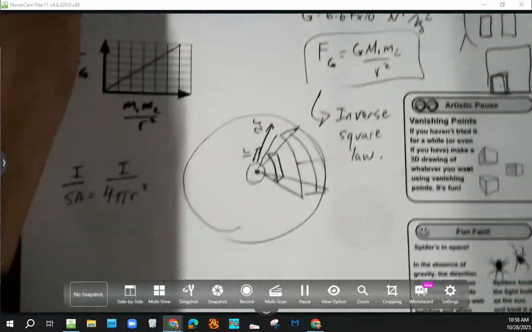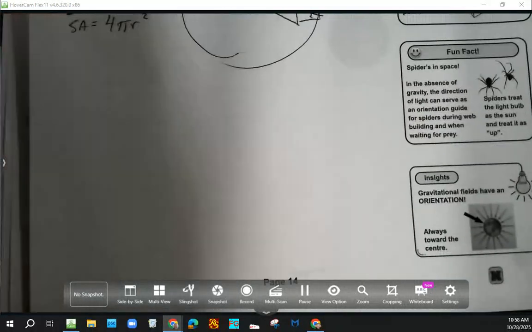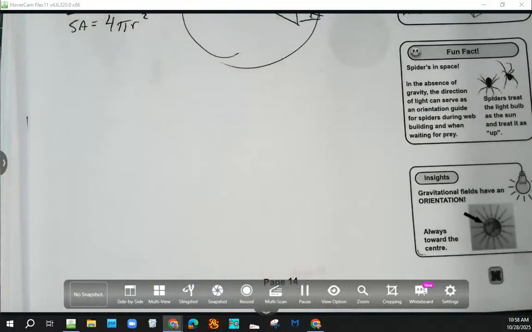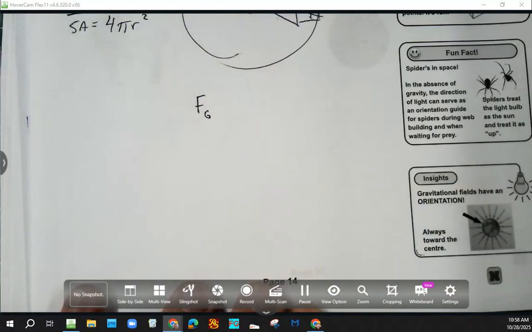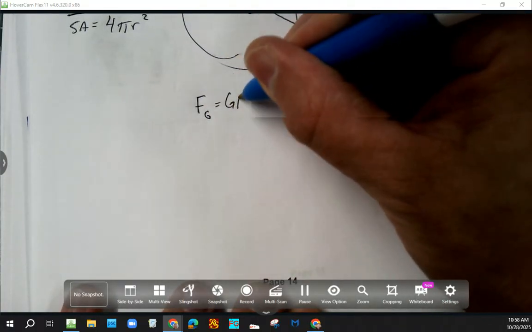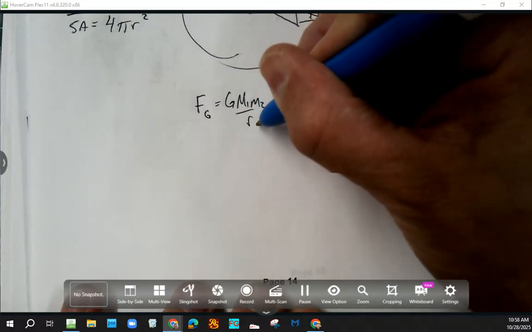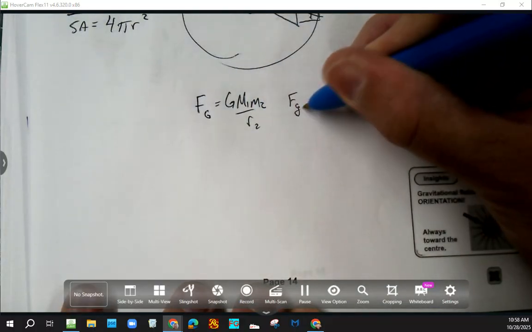I want to get at something that people kind of struggle with sometimes. Sometimes people ask about how F big G and F little g could relate to each other. I want to point out that if I have F big G, I know that that's G m1 m2 over r squared. F little g is the special case when you're at the surface of the Earth.